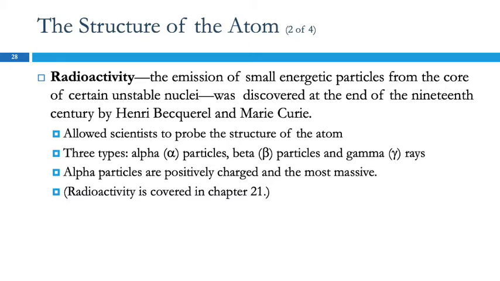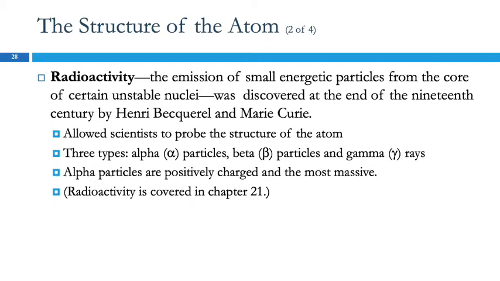Radioactivity was used to discover the other particles, and so we need to just mention what it is. Radioactivity is the emission of small energetic particles from the core of certain unstable nuclei. It was discovered at the end of the 19th century, so in the 1800s. With radioactivity, they were able to bombard atoms with these radioactive particles and see what happens.